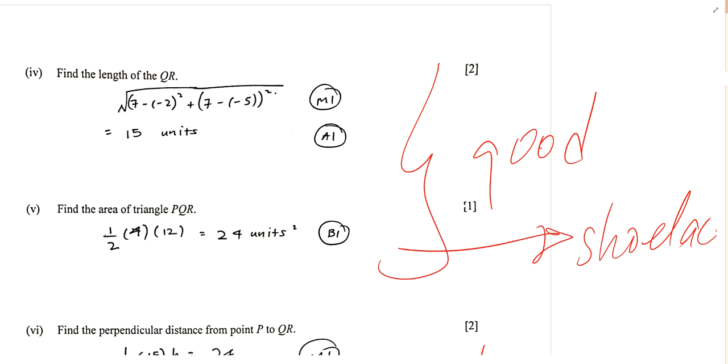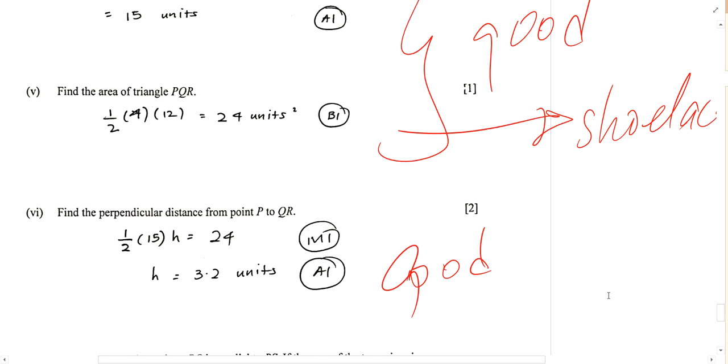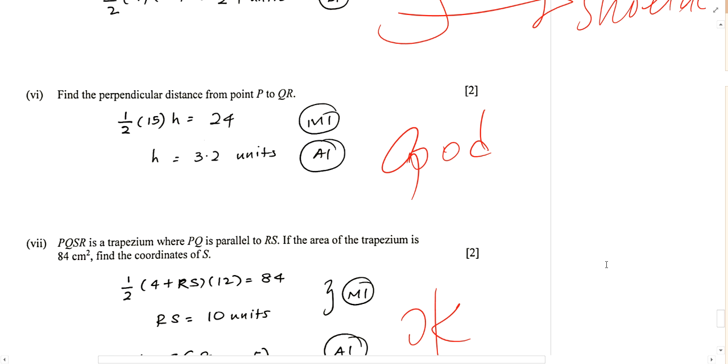So 15 units. Part 5. Instead of using half times base times height, some of you chose to use the shoelace method. If you did it correctly, I will still give you the mark. But it's just a waste of your own time. Part 6. Finding the perpendicular distance was quite well done.